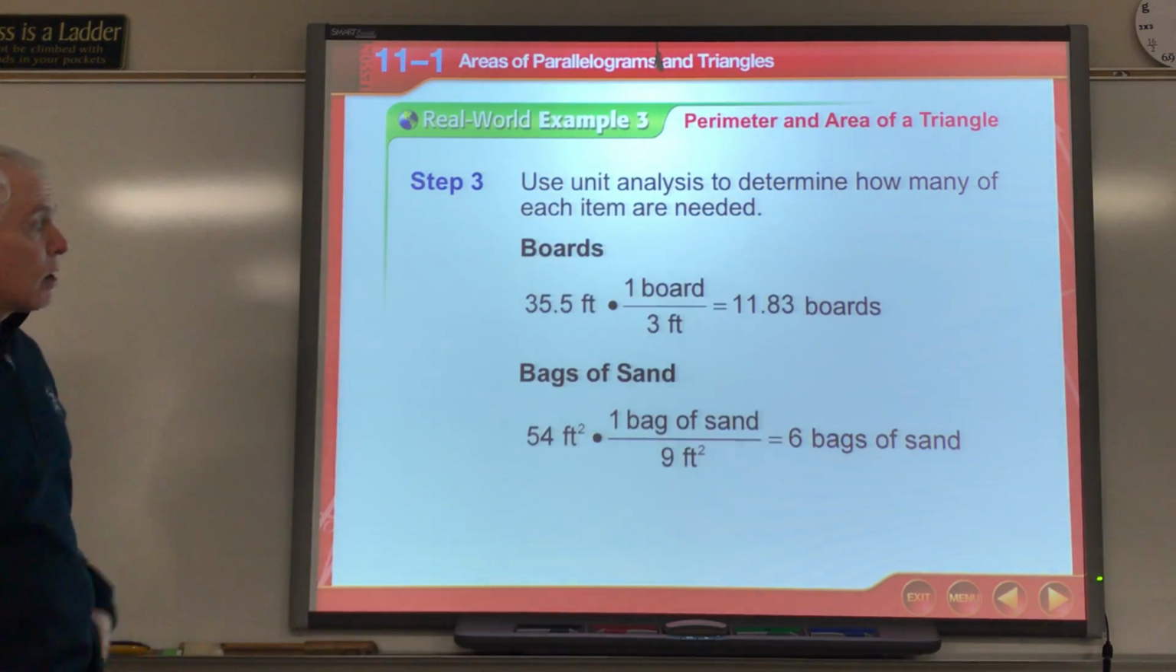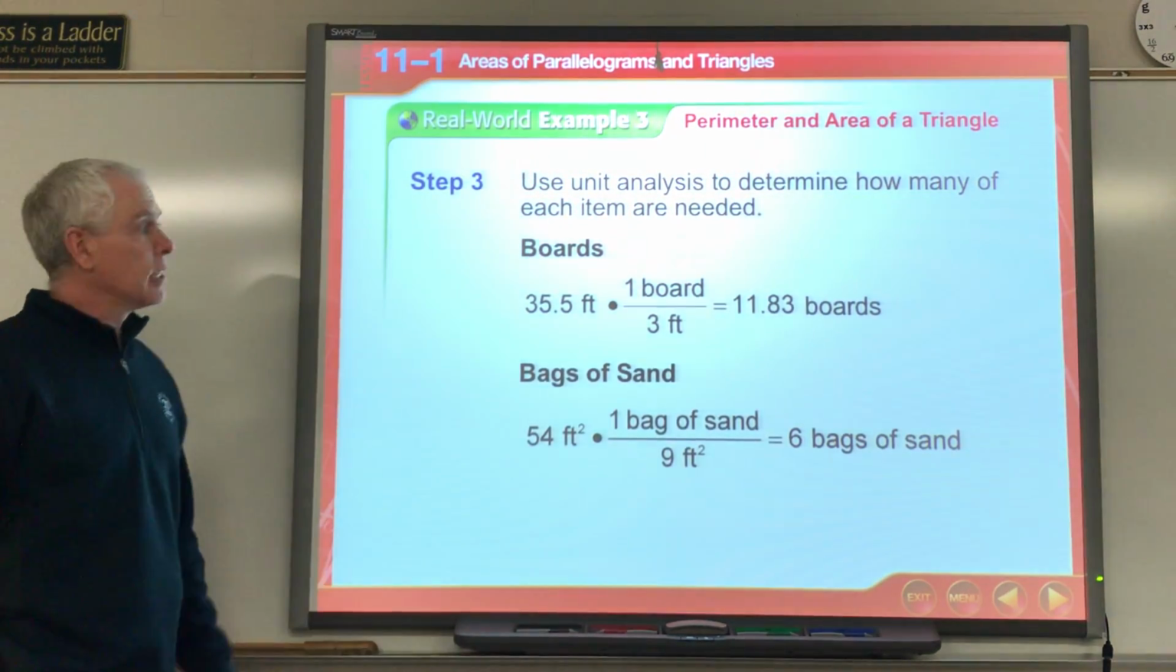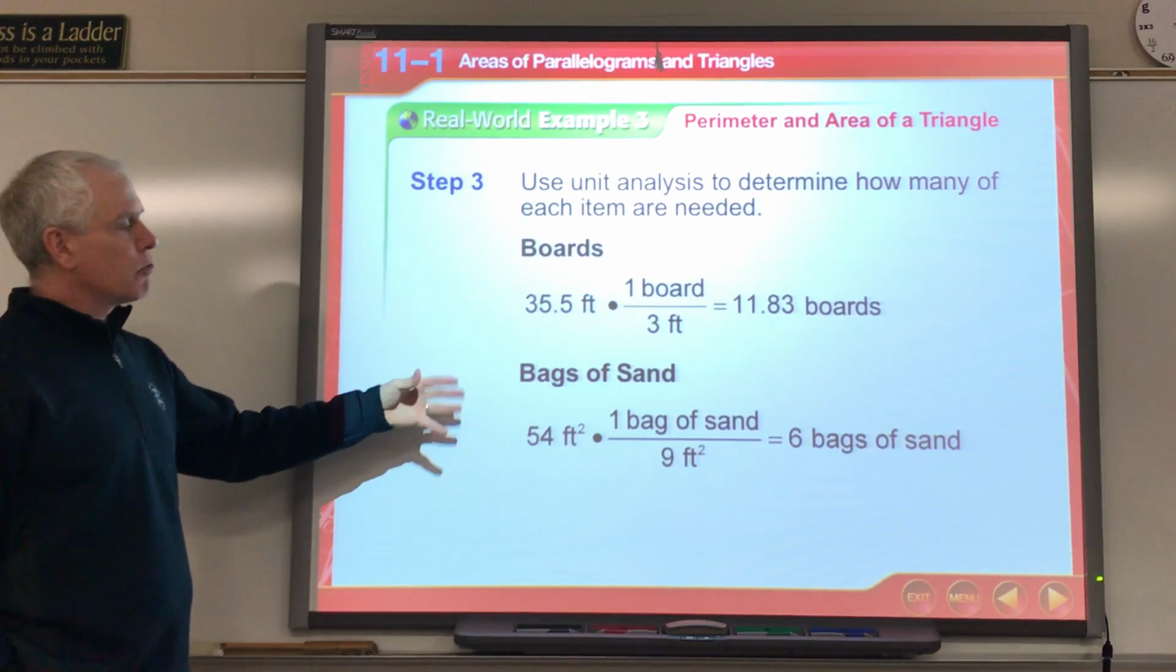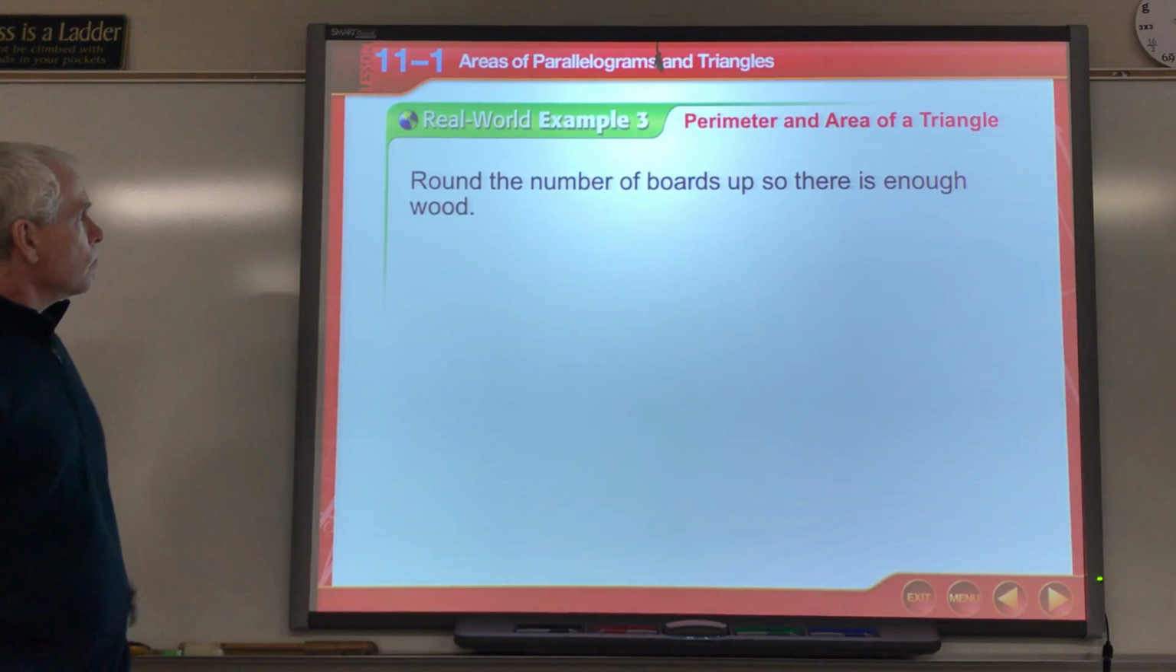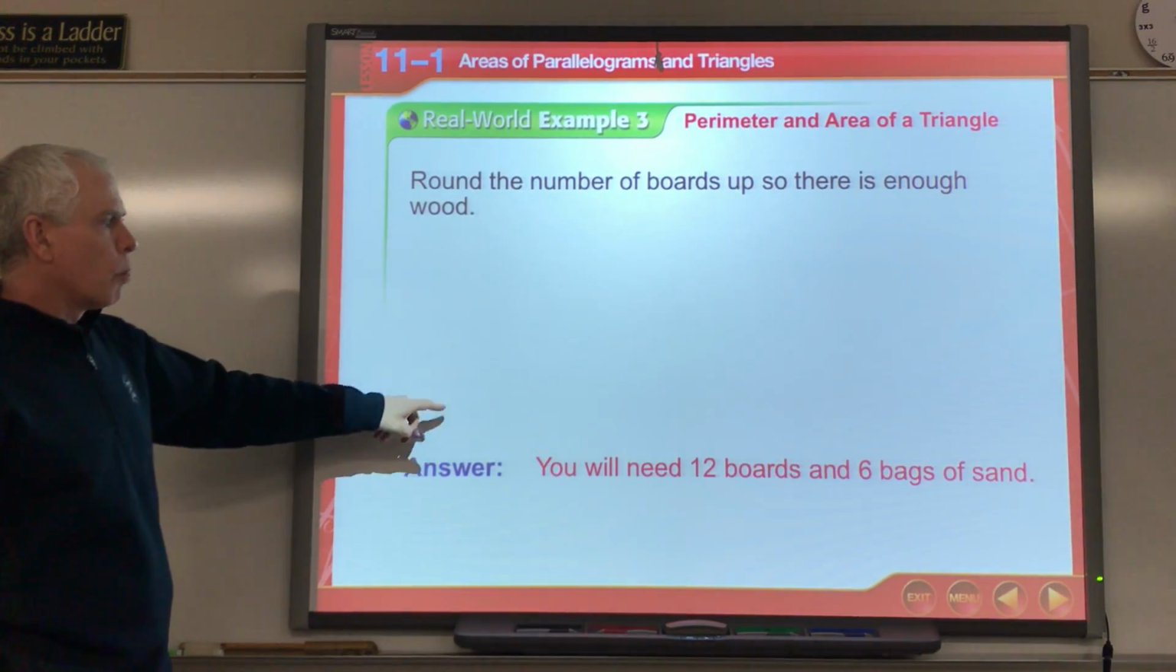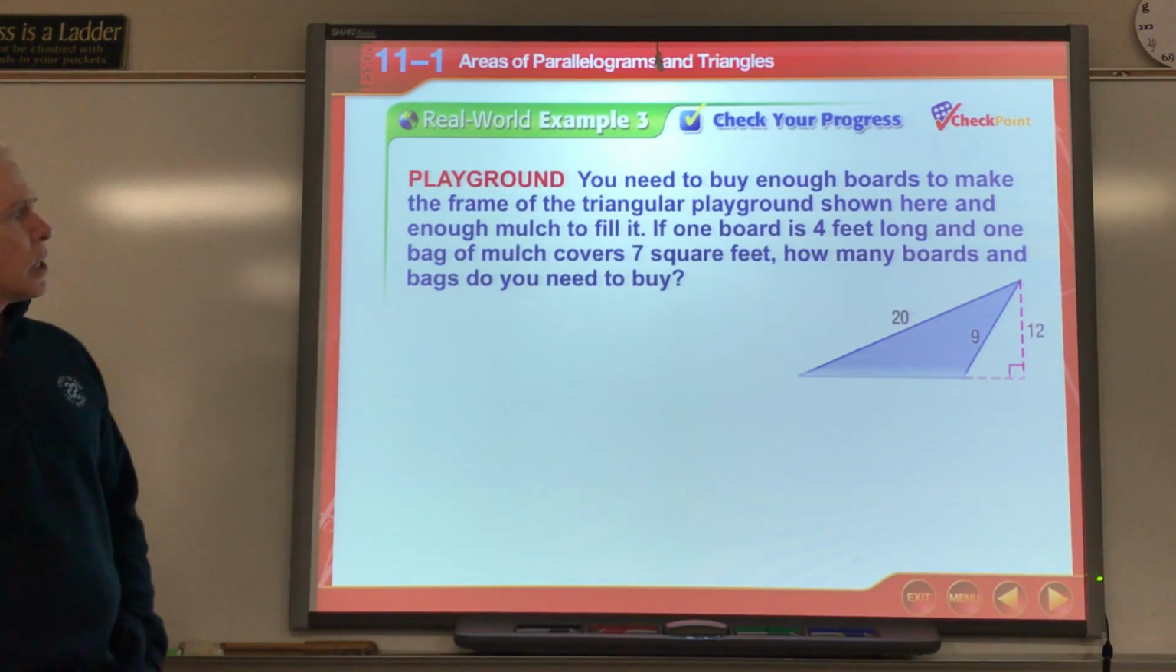Bags of sand, you divide that out, that's exactly 6. So then you can actually get the 6 bags of sand that you need. If it's a fraction, you need to round up in this case. Okay? And that's what they're saying there, 12 boards and 6 bags of sand. So give this one a shot.